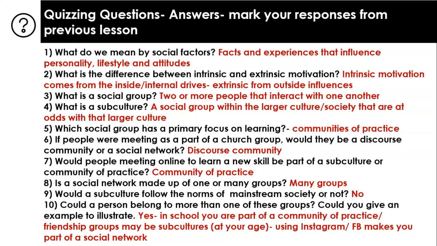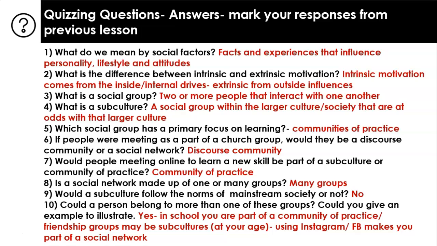Now, would a subculture follow the norms of mainstream society or not? No, they wouldn't. So a subculture does not follow the norms of mainstream society. They are counterculture. And could a person belong to more than one of these groups? Could you give an example to illustrate? Okay, so yes, absolutely, you can belong to more than one group. In school, you're part of a community of practice, but your friendship groups may be subcultures. And when you go home and you use Instagram and Facebook, that's making you part of a social network.